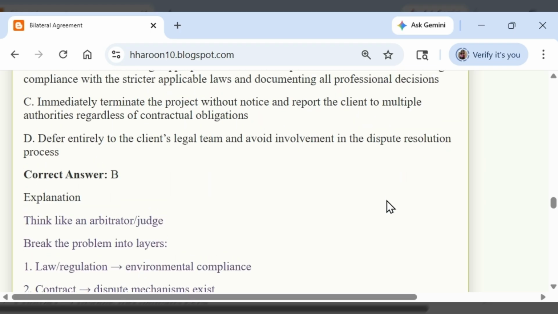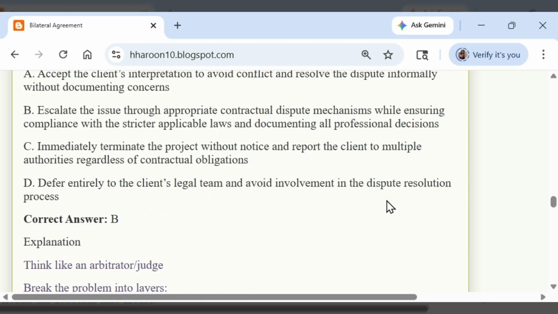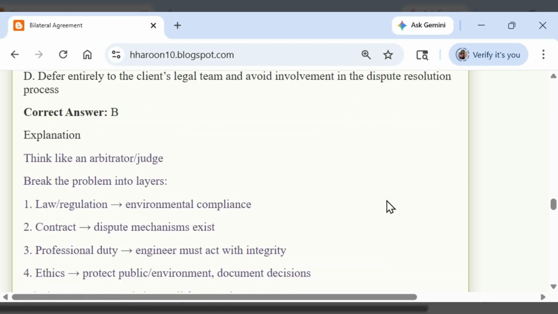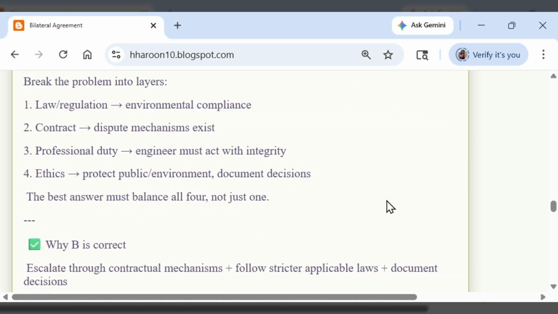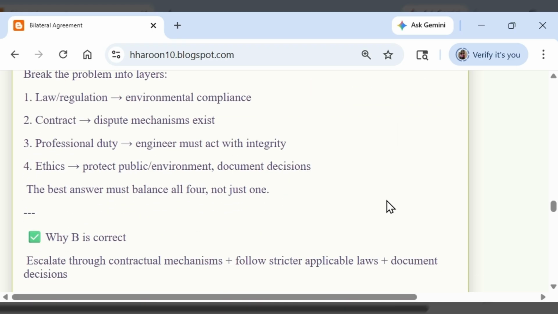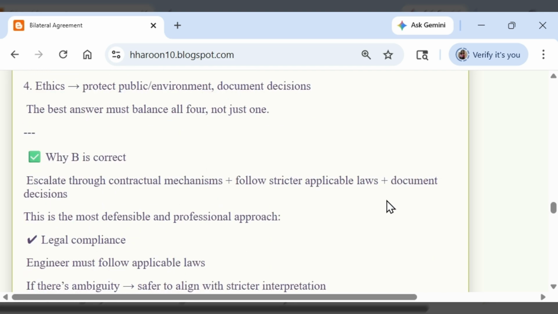Correct answer, B. Explanation. The correct answer is B. Think like an arbitrator judge. Break the problem into layers. 1. Law, regulation, environmental compliance. 2. Contract, dispute mechanisms exist. 3. Professional duty, engineer must act with integrity. 4. Ethics, protect public environment. Document decisions. The best answer must balance all 4, not just one.